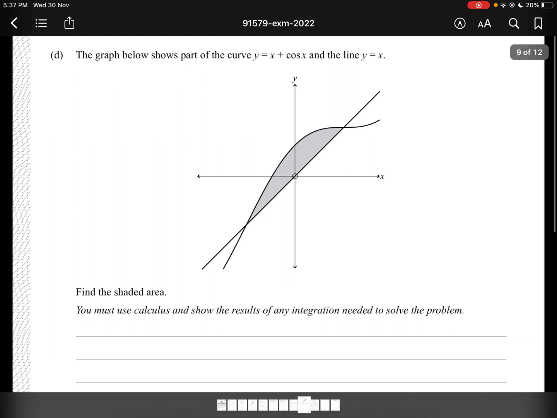Question number D. The graph below shows part of the curve y equals x plus cosine of x and the line y equals x. We want to find the shaded area. So remember back on part 1e, we had the same type of question to find the shaded area between two graphs. So in this case, we're just going to be using the top graph minus the bottom graph, and we're going to integrate from a to b, which are the bounds of the curve.